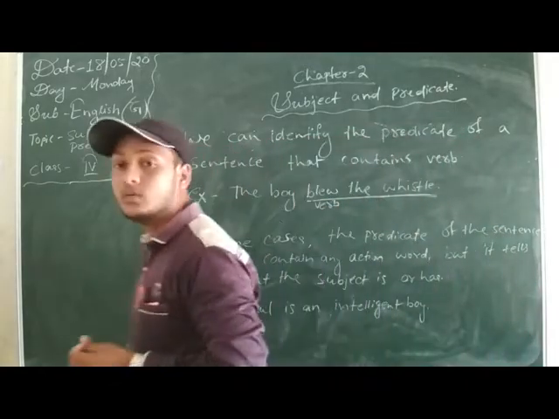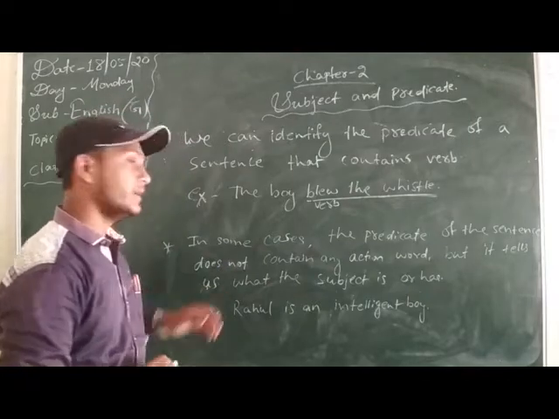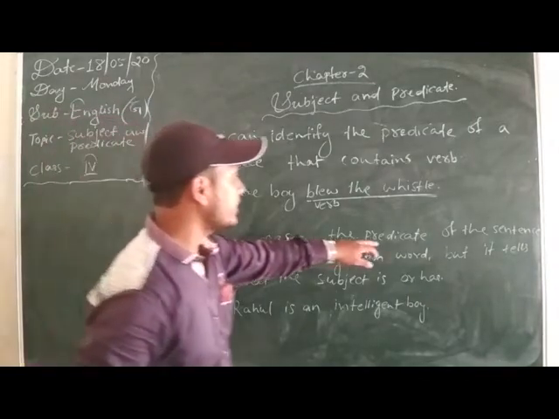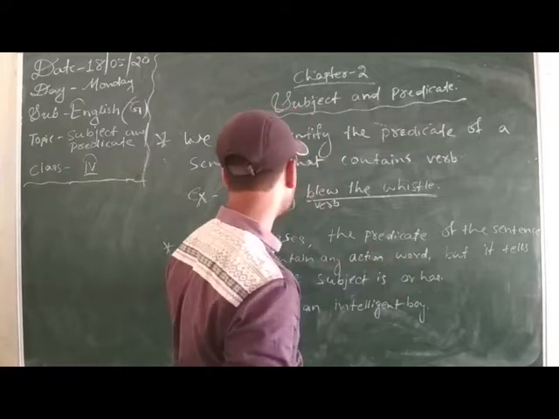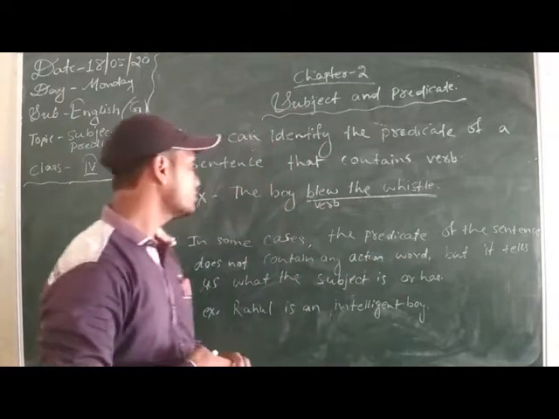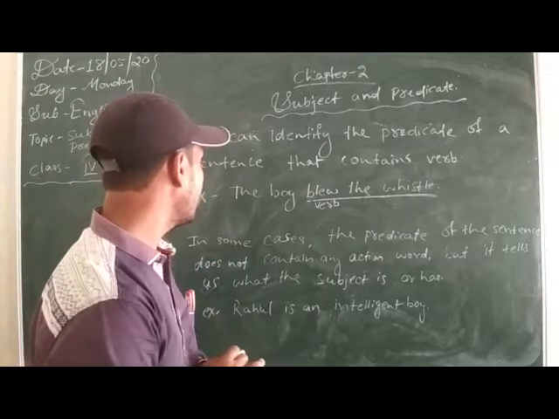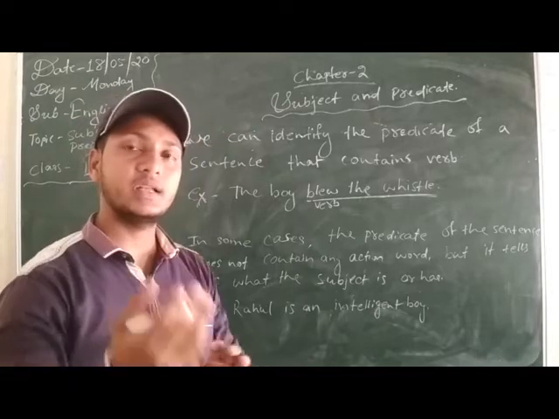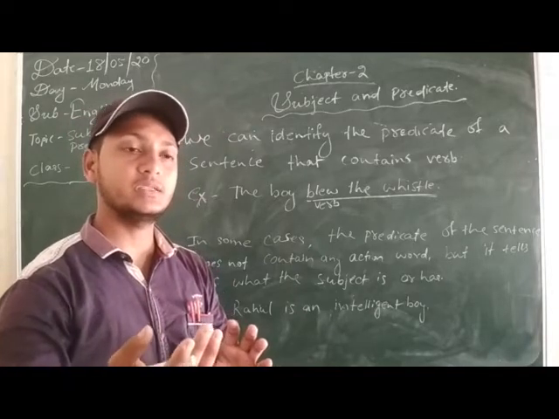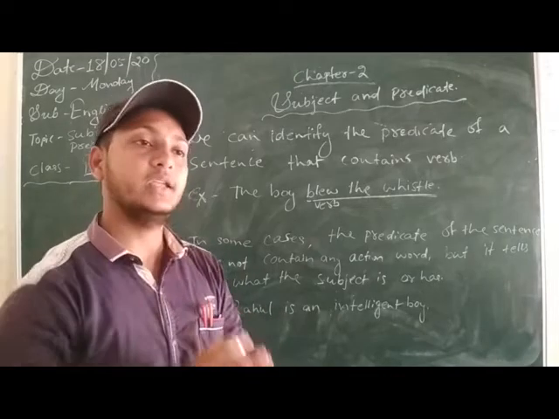देन कम टू next point. Okay, so in the next point it is said, in some cases the predicate of the sentence does not contain any action words, but it tells us what the subject is or am. So according to the second point, there are certain sentences where the predicate does not contain any action words. That means the predicate part of the sentence does not contain any verb.